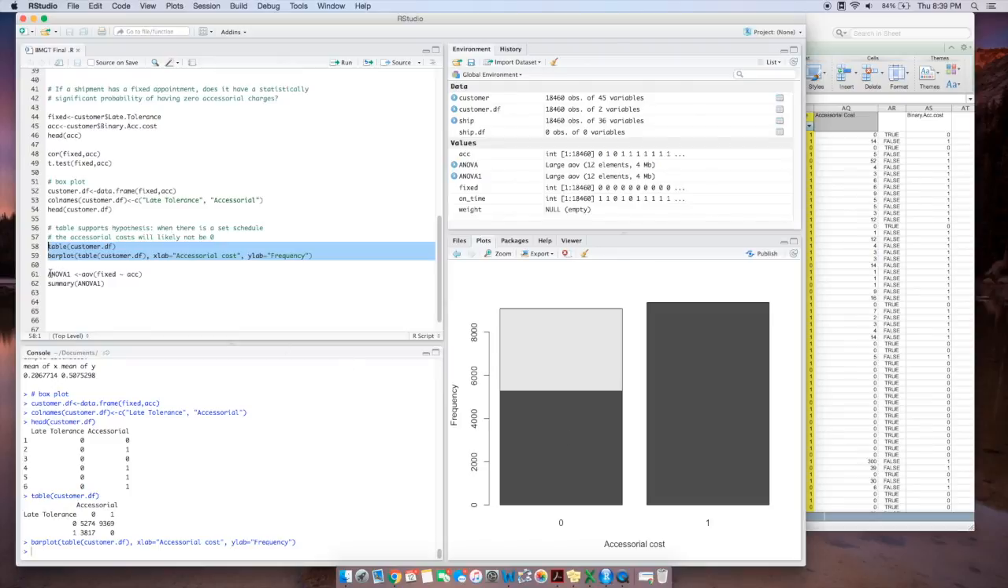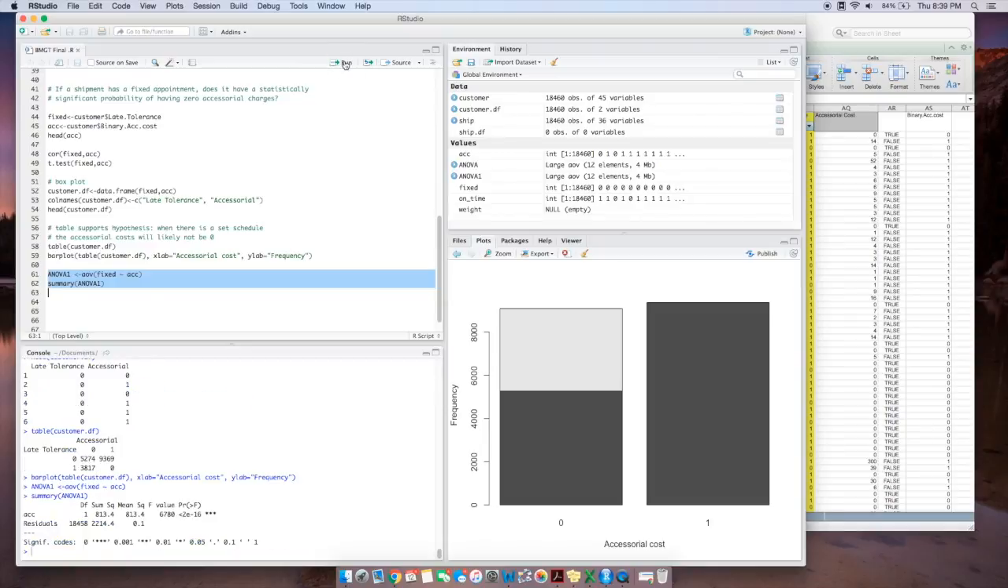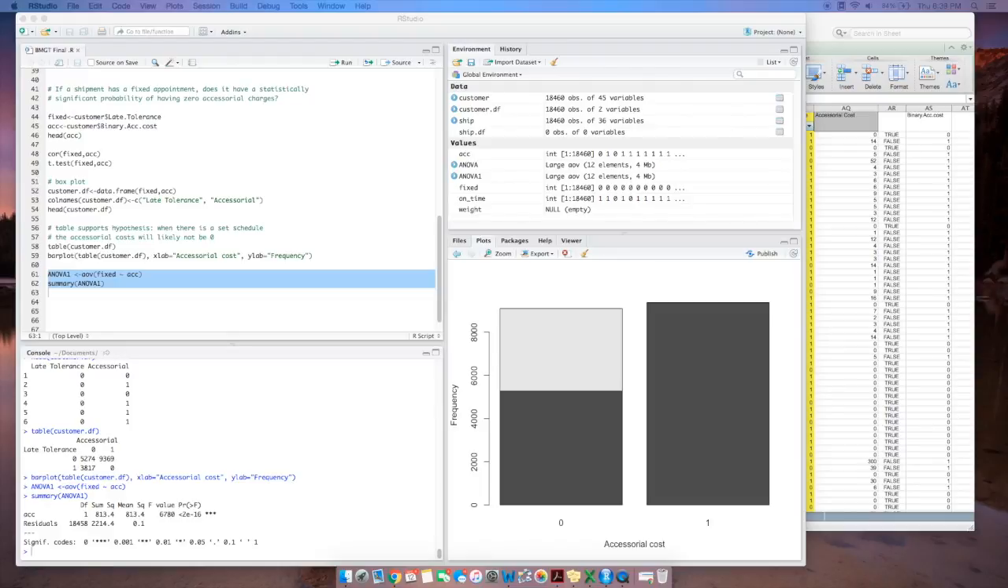Now I'm going to run another ANOVA test and check the values for the p-value and other values. The p-value is again very low, and this indicates that the difference is significant and we can reject the null. Therefore, we can conclude that a fixed appointment does have a statistically significant probability of having zero accessorial charges.